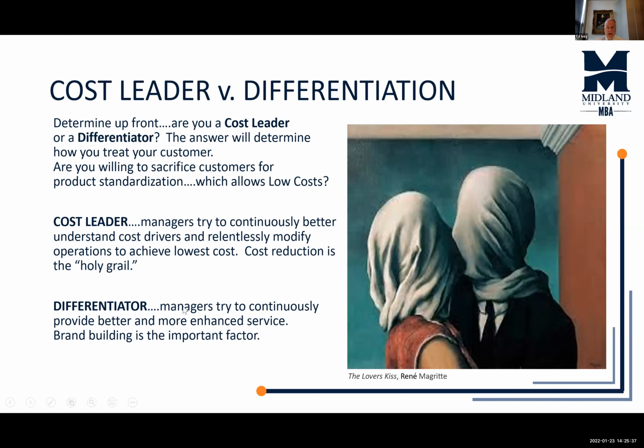Differentiators, on the other hand, what do those managers do? They try to continuously provide a better and more enhanced service. And so here, what are we looking at? We're not looking at cost. We are looking at how can we delight the customer? What are the extras that we believe our customer will want now and in the future?